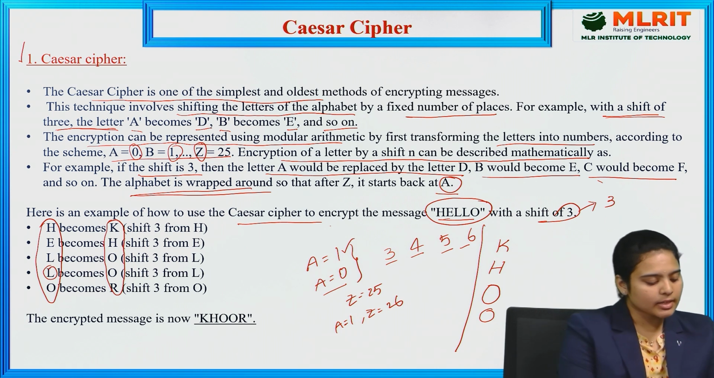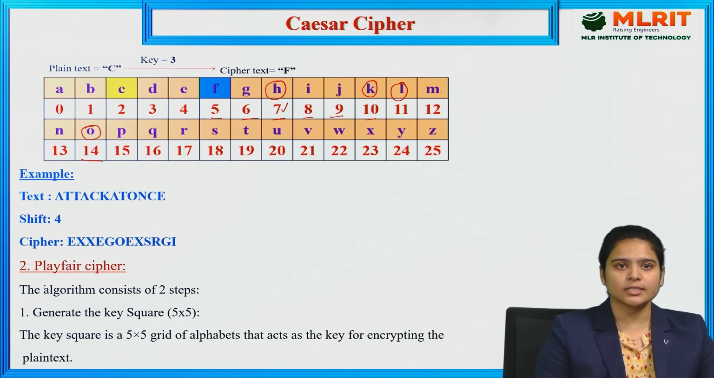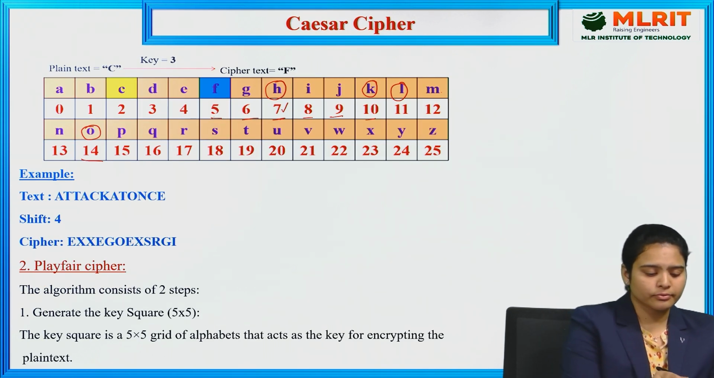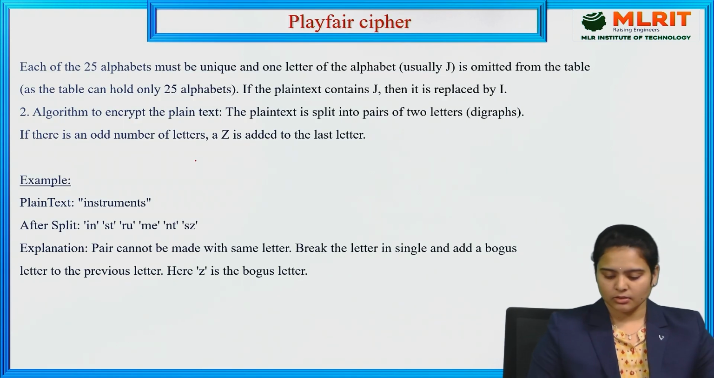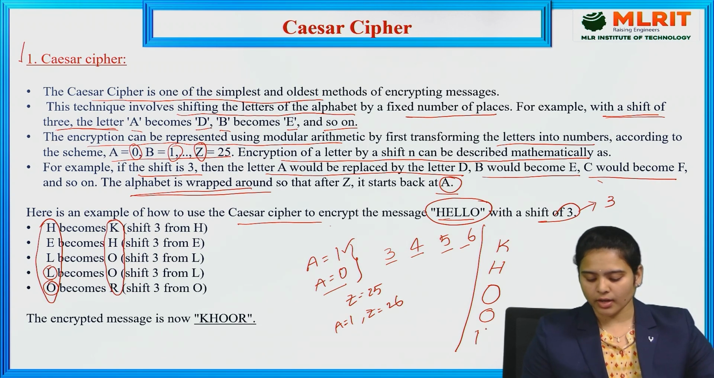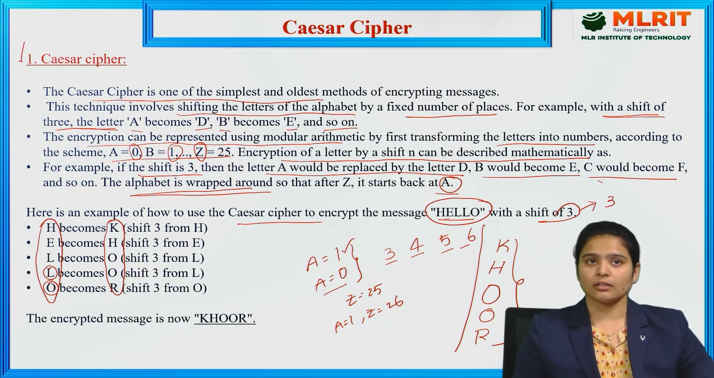The next, what is the next letter? O. O becomes the next, 1, 2, 3, the letter R. So with the letter R, I got the ciphertext. This is the Caesar cipher.